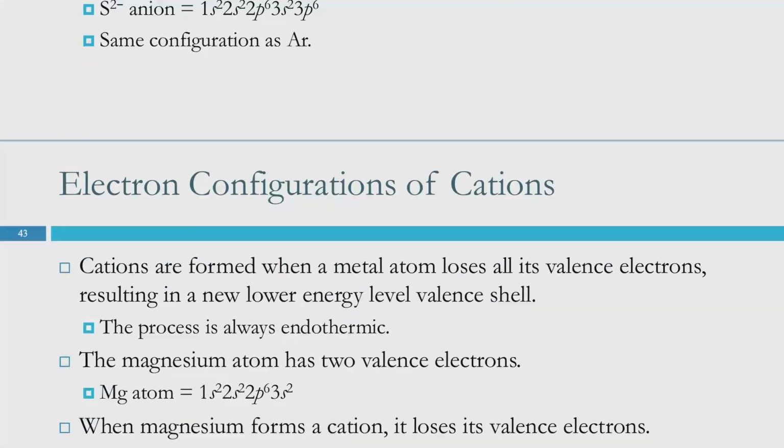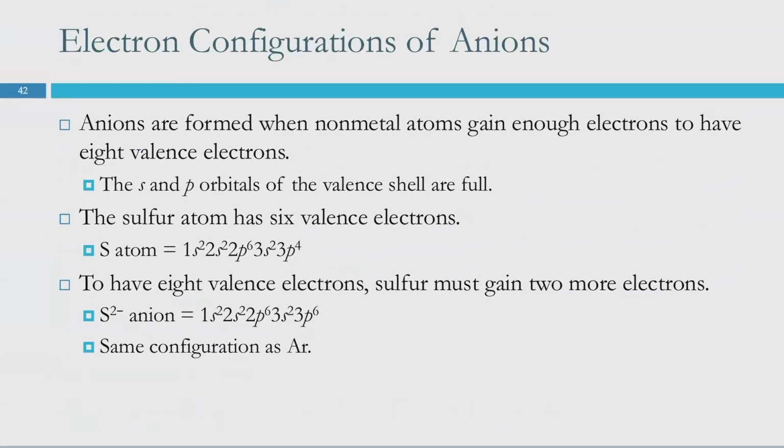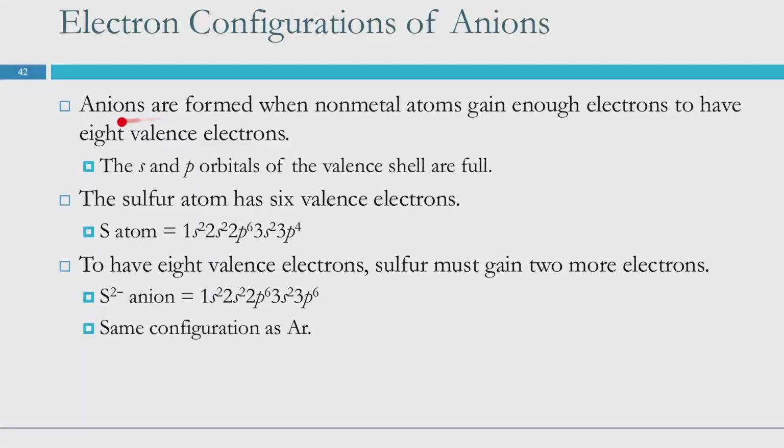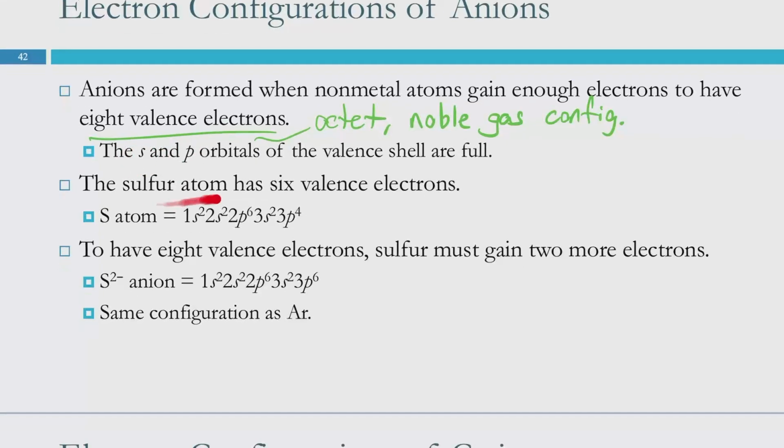This is basically just saying what we were talking about, and this is the other side. So anions get formed when nonmetals gain enough electrons to have 8 valence electrons, an octet of electrons, which is the noble gas electron configuration. So it gets full s and p orbitals. A sulfur atom has 6 valence electrons. When it becomes the S2- anion, it's got 8 valence electrons, just like argon.